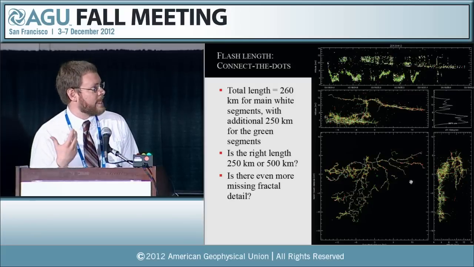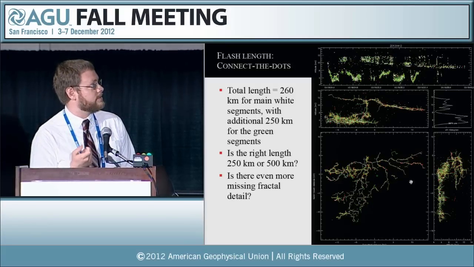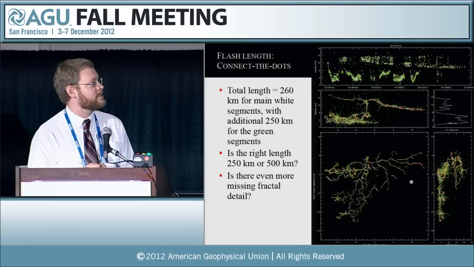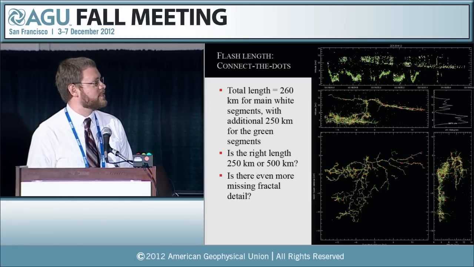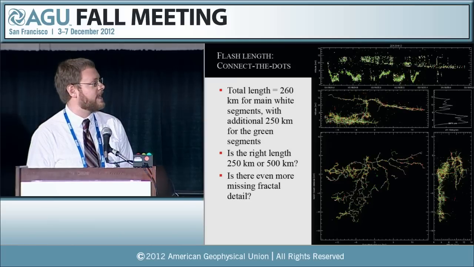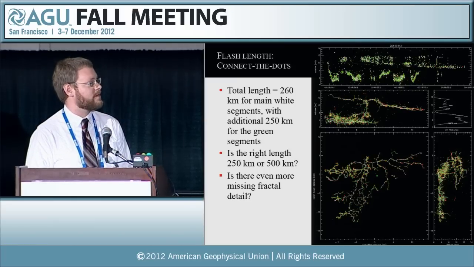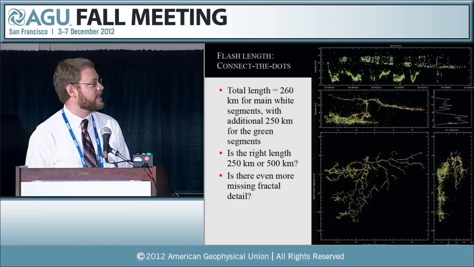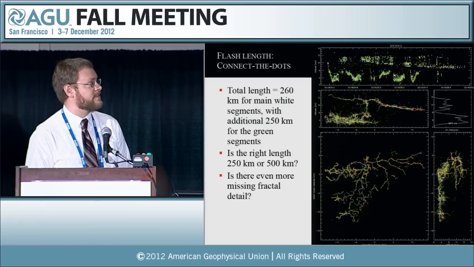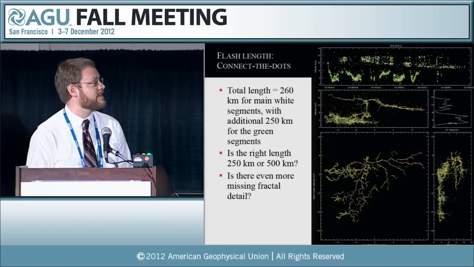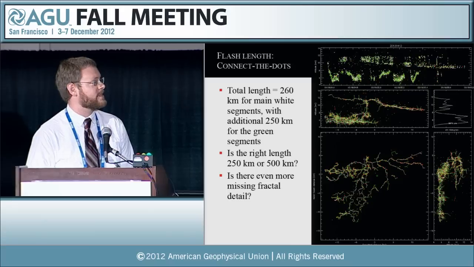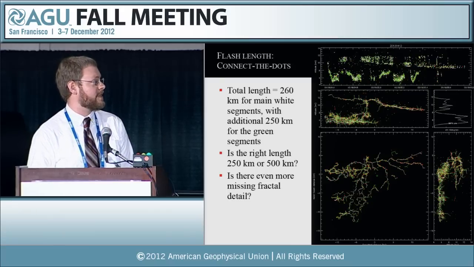If you add up all the length from the white segments, you get 260 kilometers, and you can double that by adding the green segments. So which one of those is the right length, and which portion of that length is relevant to the NOx chemistry? And given that the LMA is not necessarily detecting all of the structure in the channel, even though it's got quite a lot of it, is there even more detail that we're missing, and the right length is maybe 1,000 kilometers?